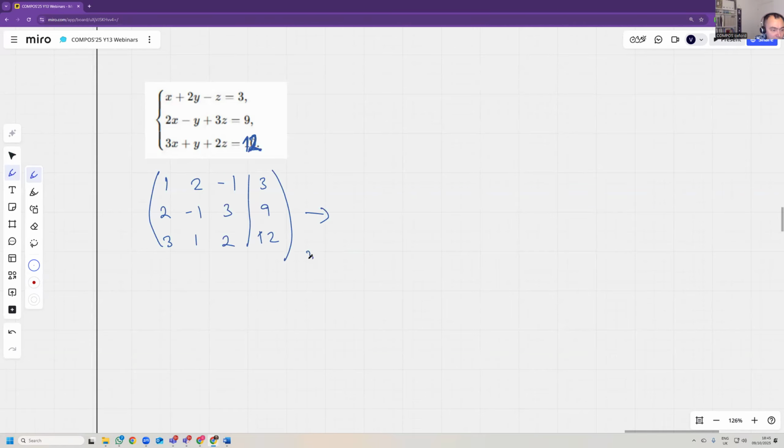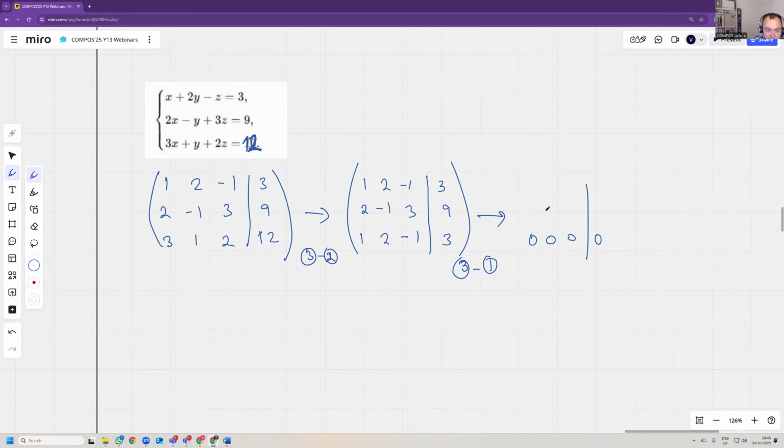So let's do the same. So go 3 minus 1. So we get 1, 2, minus 1. And then 12 minus 9, that's 3. We get 2 minus 1, 3, 9, 1, 2, minus 1, 3. And now we do 3 minus 2, which we did here, and now we do 3 minus 1. Obviously the bottom row becomes 0, 0, 0, slash 0, which is perfectly acceptable, because 0 is equal to 0.